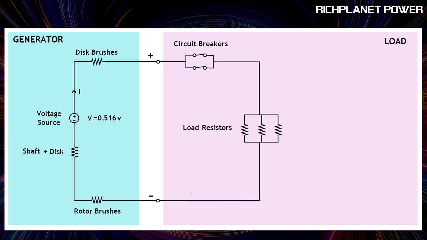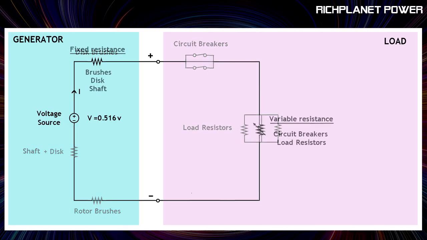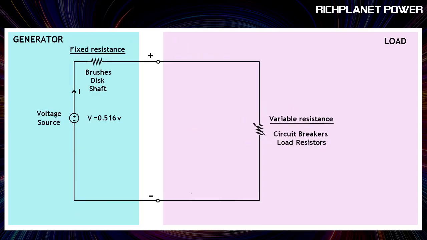We can simplify this circuit into the fixed resistances, i.e. the shaft, disc and brushes, and the variable resistances, i.e. the circuit breakers and the load resistance. So we effectively have a circuit with two resistors in series, and one of these resistors can be varied. The resistance is varied by adding or removing load resistors in the load bank. Now this circuit has a known output power characteristic which I am going to draw.